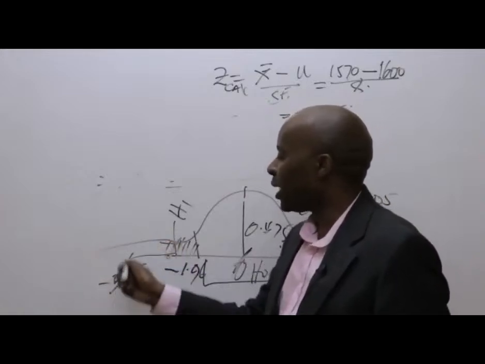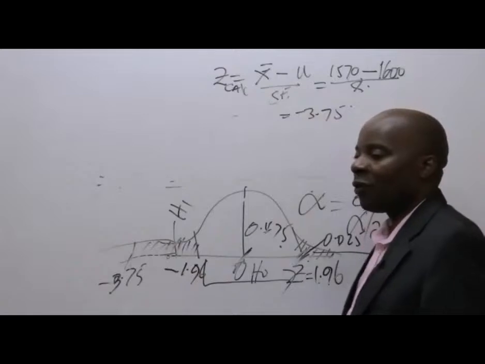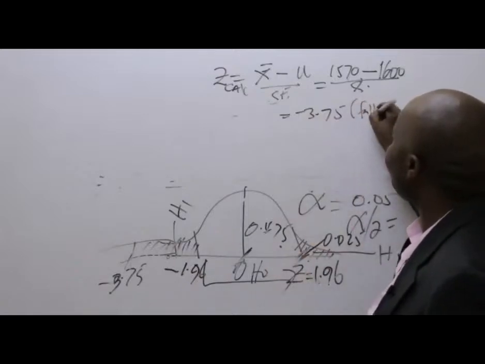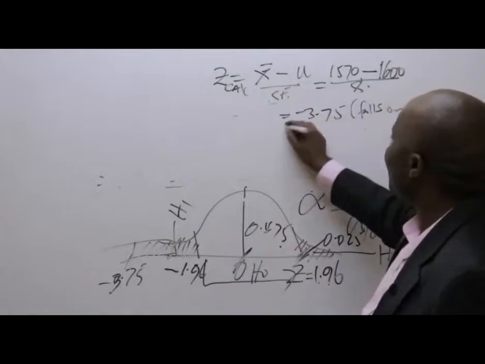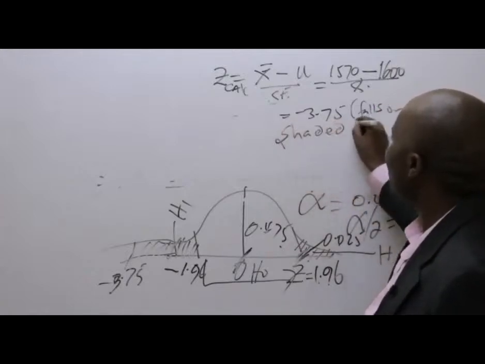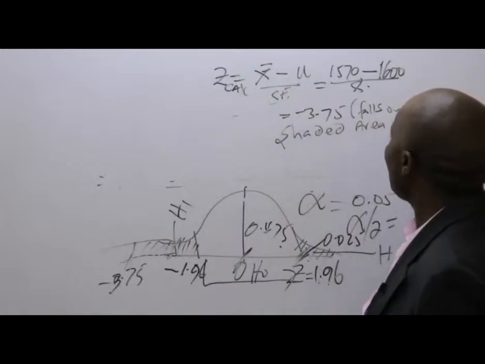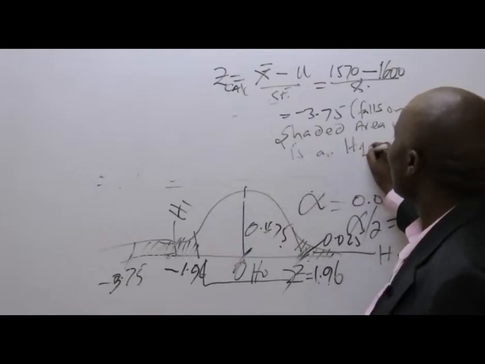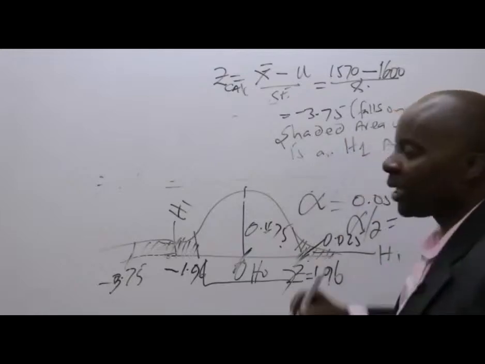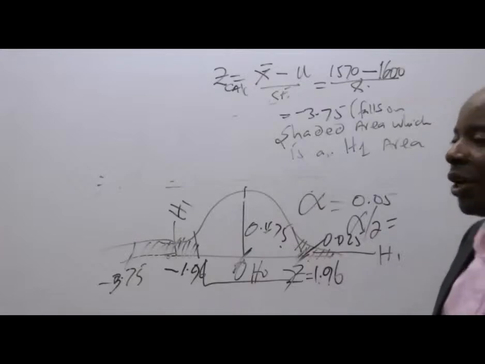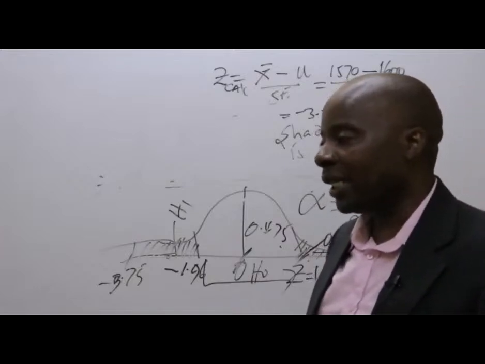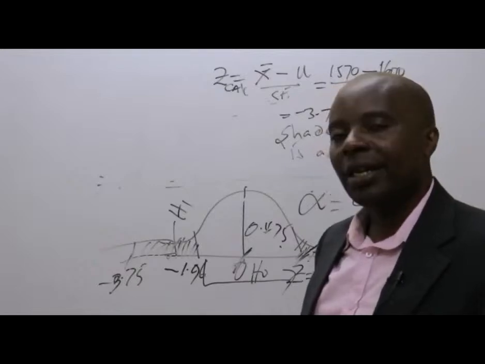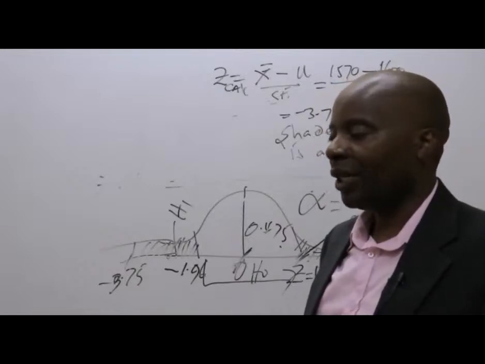And if it falls there, ladies and gentlemen, what do we have? We can see that this falls on a shaded area, which is an H1 area. All shaded areas are H1 areas.